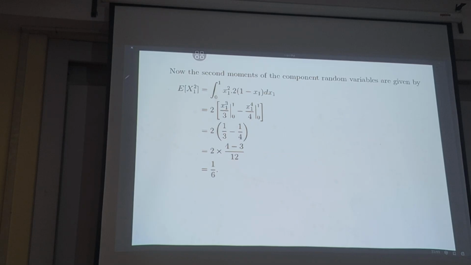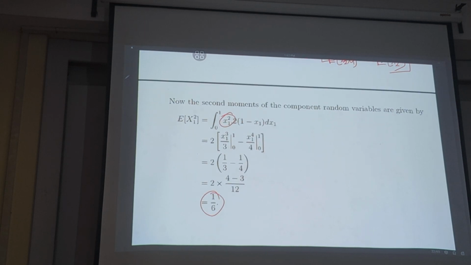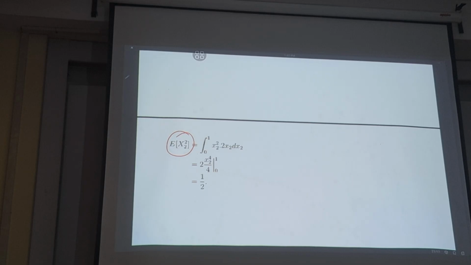To calculate the correlation matrix Rx, we need the expected value of the second moment: the expected value of x1 squared, the expected value of the product of x1 and x2, the expected value of the product of x2 and x1, and the expected value of x2 squared. We calculate by replacing x1 with x1 squared, which gives 1/6. We calculate x2 squared by replacing x2 with x2 squared.